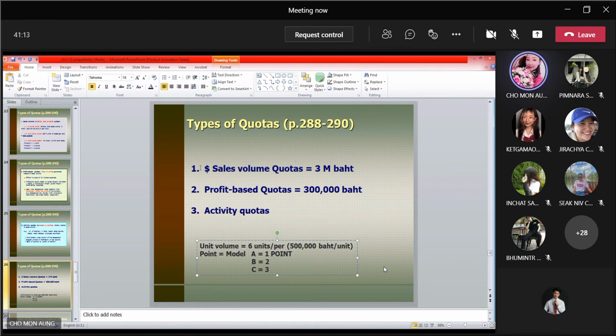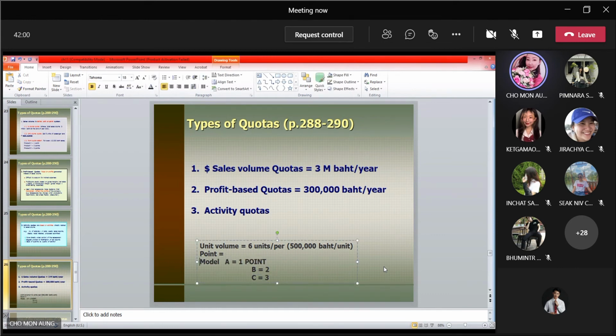So that product might be, for example, like a small packaging machine. Okay? So small packaging machine. So total sales to achieve in terms of sales volume will be 3 million baht per year. So that is to obtain overall profit 300,000 baht per year. And activity quotas that they have to perform. And for our machine, there are 3 models. Okay?